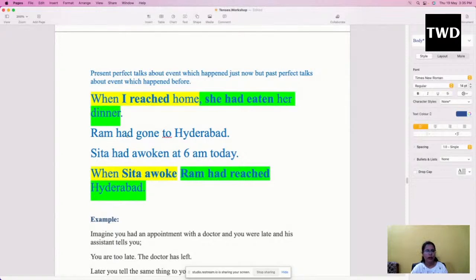Next question, we have got two clauses here. Ram had gone to Hyderabad. Sita had awoken at 6 a.m. today. So, how can we join it and frame it under past perfect tense? When Sita awoke, Ram had reached Hyderabad. So, first of all, Ram reached Hyderabad and then Sita got up in the morning.